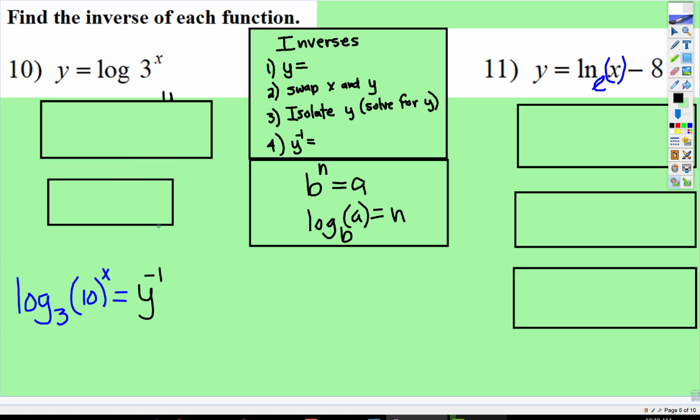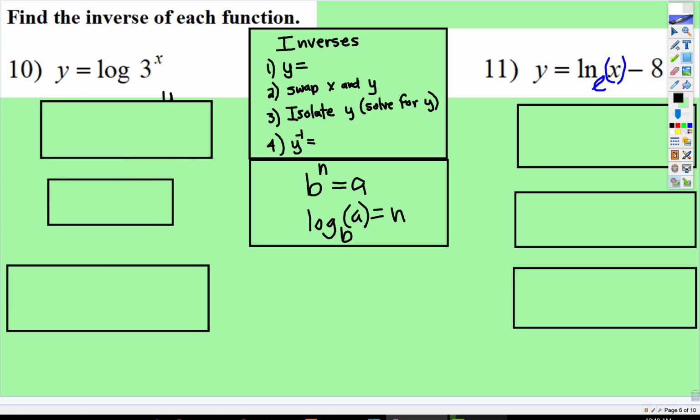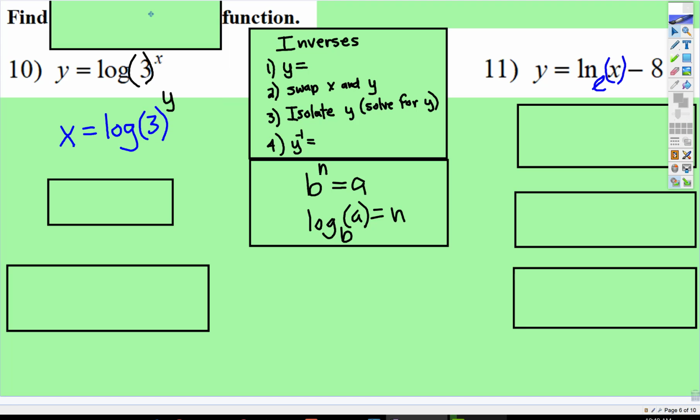And I should have done this first. Okay. So y is equal to log base 3 of x. And you should always have that in parentheses. Well, first thing we're going to do is swap out the x's and the y's. So there we have it. All right. And then there's nothing else you can do.